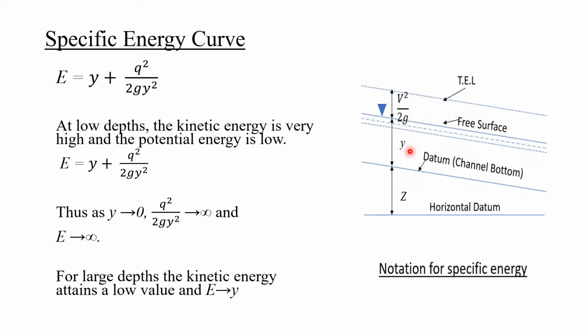So, if Y decreases, then kinetic energy will increase, and if Y increases, then kinetic energy will decrease. We see here, as Y tends to 0, q square by 2gY square will tend to infinity, because Y will be very small, and E will thus tend to infinity. But for larger depths, the kinetic energy attains a low value and E will tend to Y.